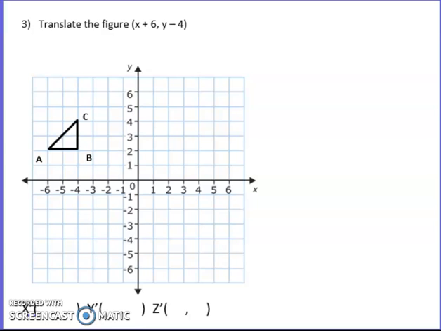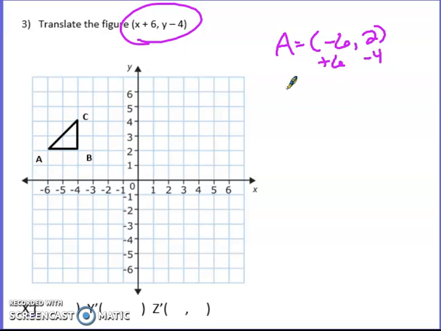Now, here's another example. So there's 3 different ways they can show you how to translate a shape. This says translate the figure x plus 6, y minus 4. Well, they already give you exactly what you need to do to the x and y. So in this case, I would pull the coordinates. If I look at A, A is at negative 6, 2. Well, it tells me up here, x we're going to add 6, y we're going to subtract 4. So A prime is now at 0, negative 2.